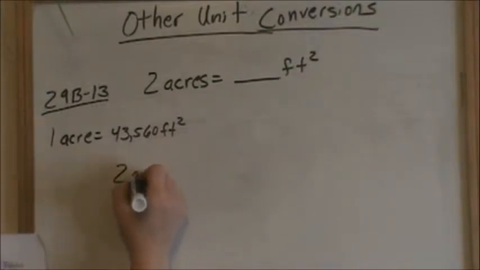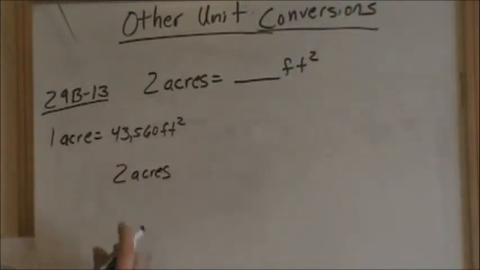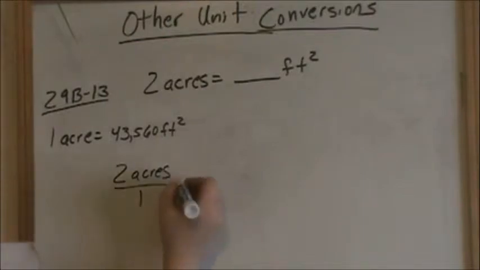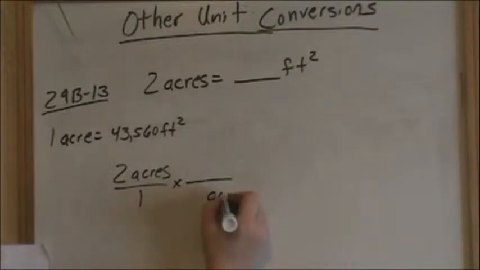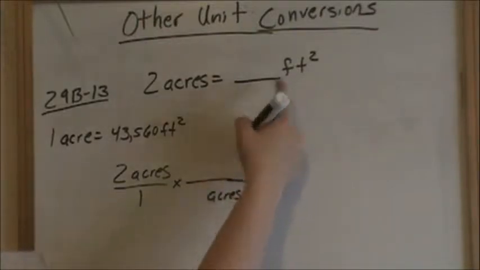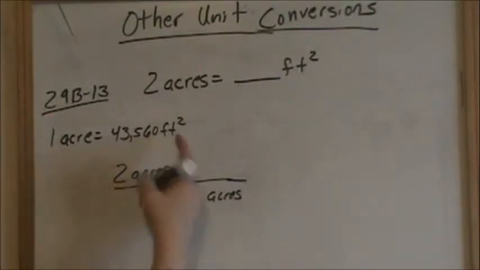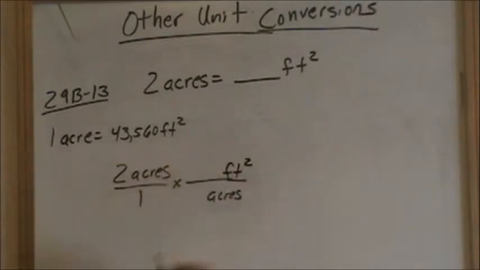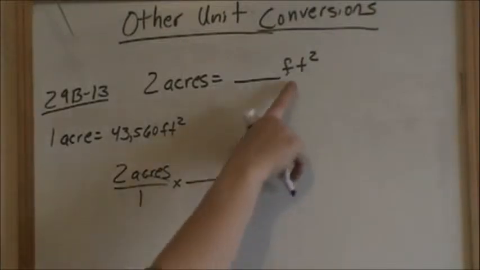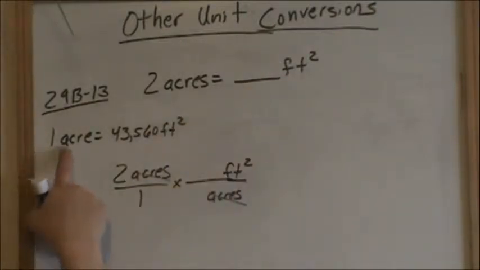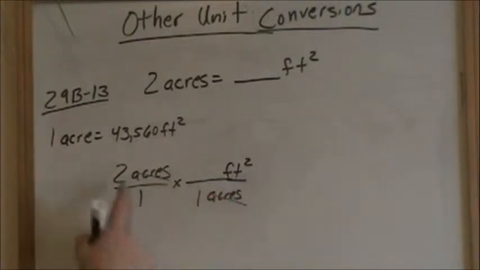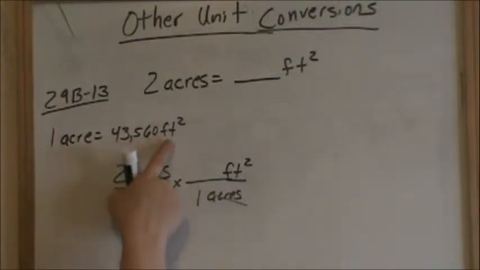So we start with 2 acres. We start with what we're given, always. Turn that into a fraction. We multiply by a conversion factor. We want to get rid of acres, so acres goes in the bottom, which means square feet has to go in the top. Our acres goes away. We are left with square feet. That is a good thing. That's what we're wanting to be left with, square feet. Our 1 goes with the word acre, so 1 goes down here. Our 43,560 goes with our square feet.